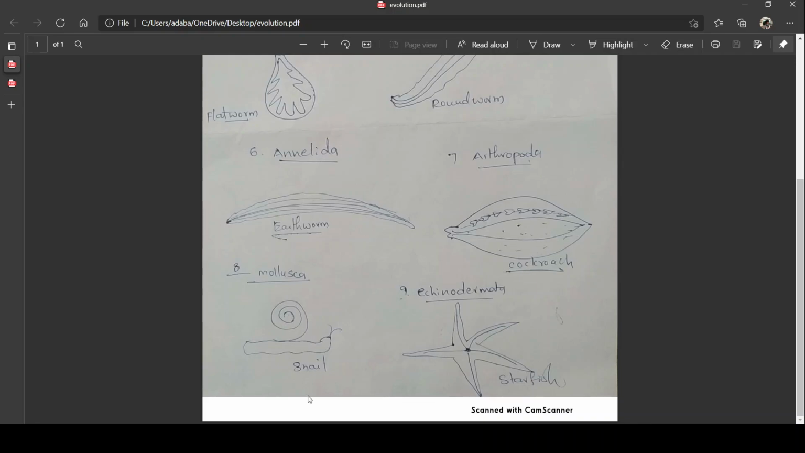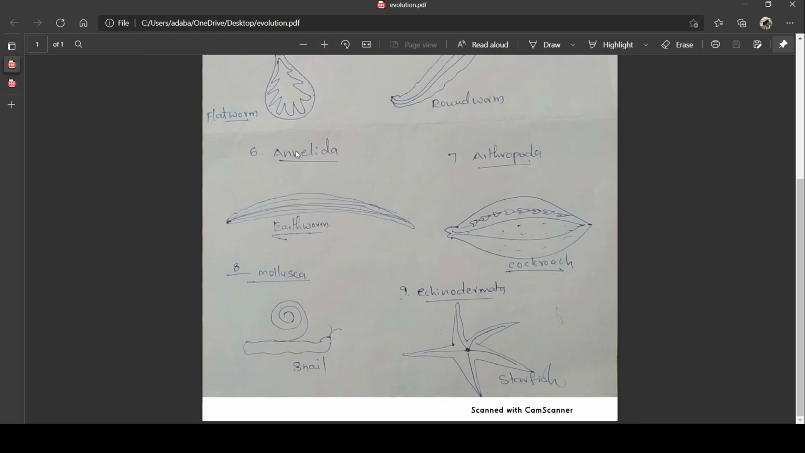For example, snail. Just next phylum is Echinodermata. Starfishes are the best example in Echinodermata phylum. These are 9 phyla of non-chordates. In transportation, evolution of transportation in 9 phyla.